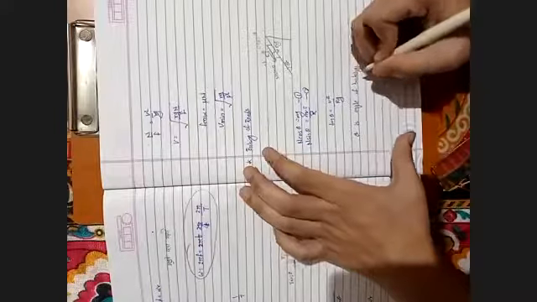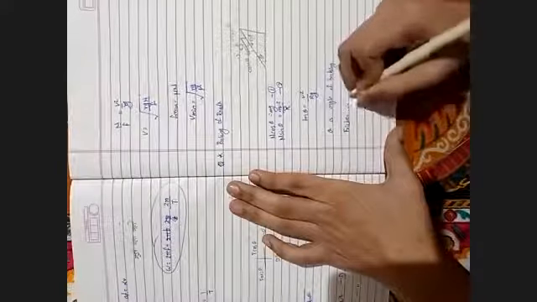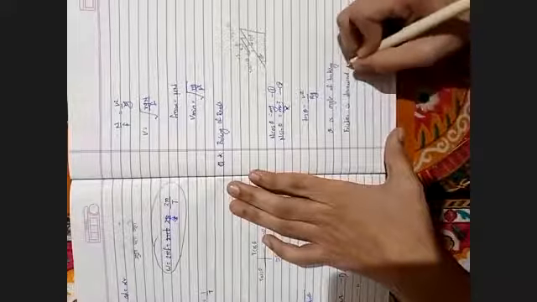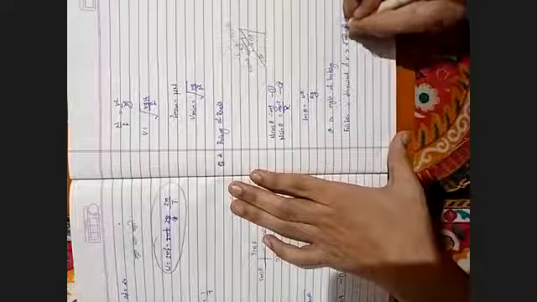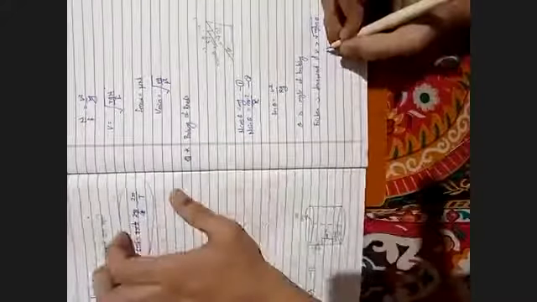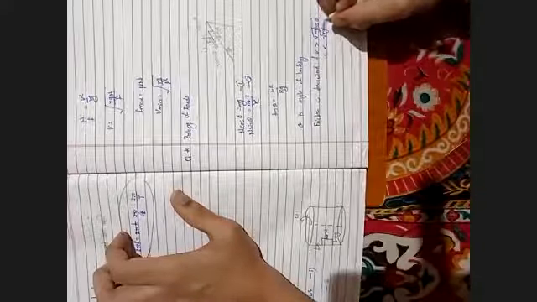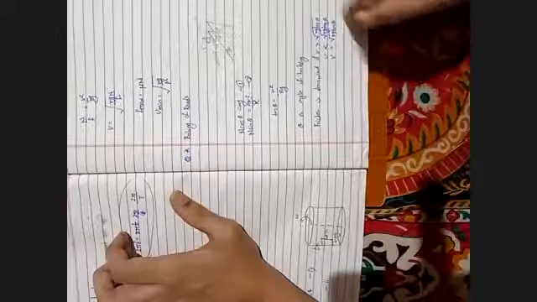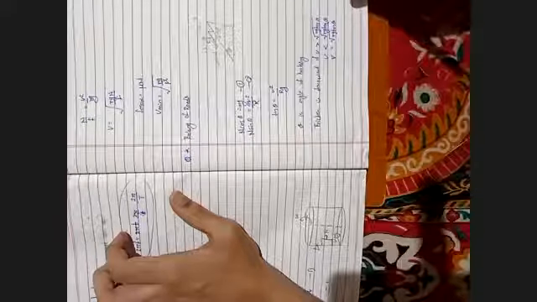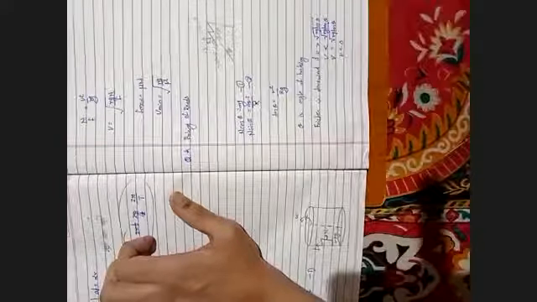So there are some typical conditions for it. Friction is downward if v is greater than root of rg tan theta, and friction is upward if v is smaller than root of rg tan theta. v is equal to root of rg tan theta if friction is zero, and friction is upward if the vehicle is at rest, so v is equal to zero. So this is banking of roads.